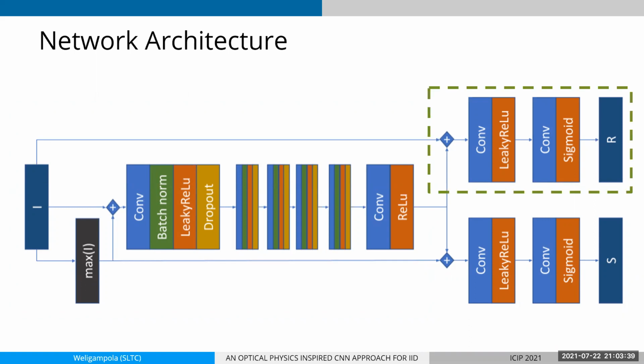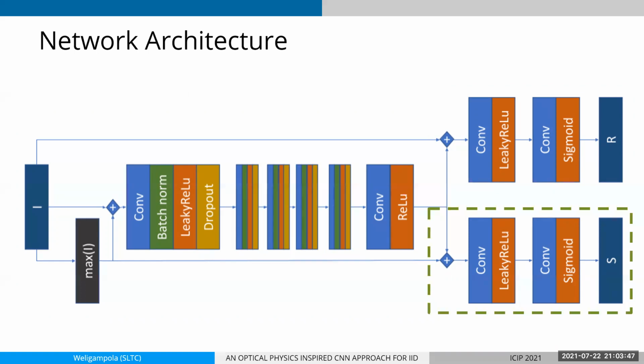The first copy is concatenated with the image and then passed through a couple of convolution and activation layers to obtain a 3-channel reflectance map. Whereas the second copy is concatenated to both I and max I, and then passed through similar convolution blocks to obtain a single channel shading. The exact specifications of these filters and the activation can be referred from our work.